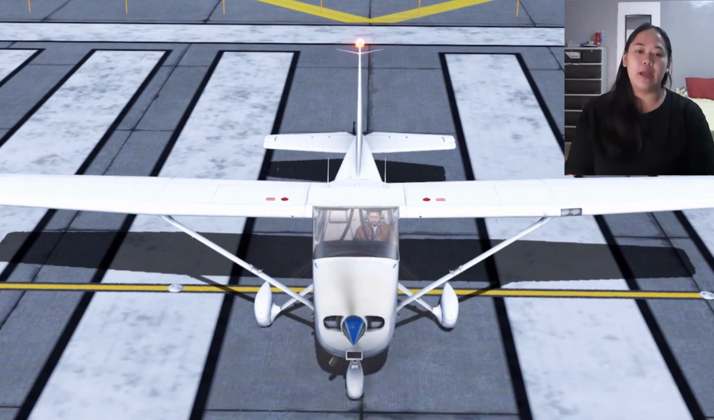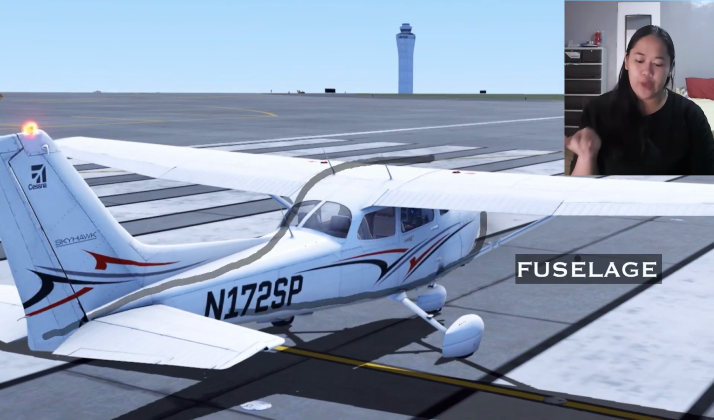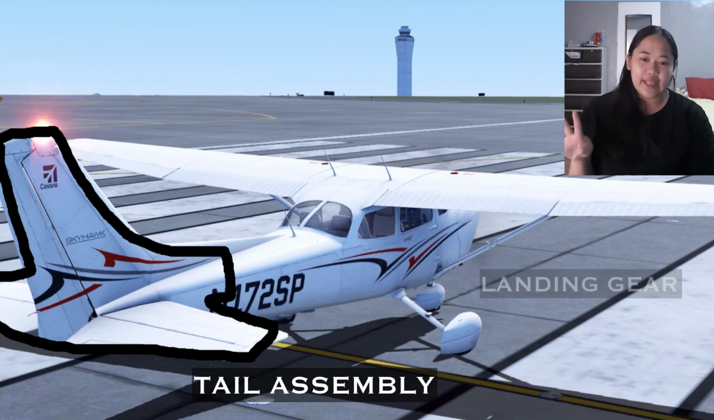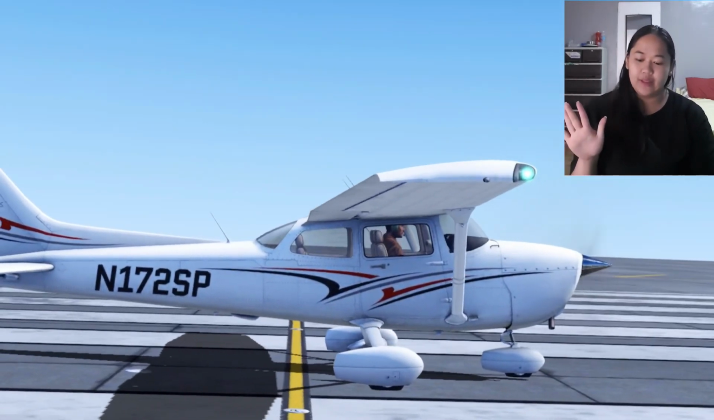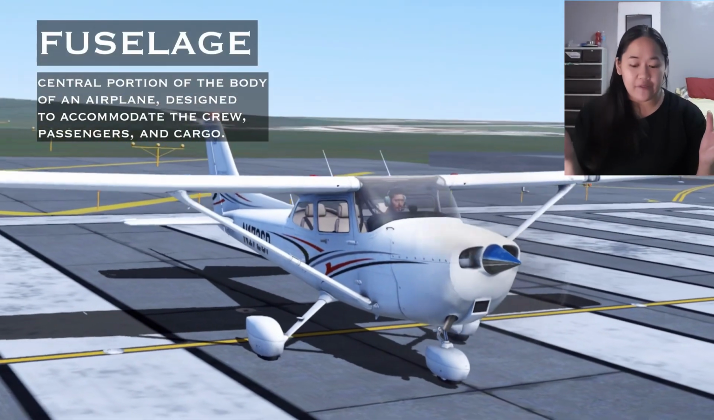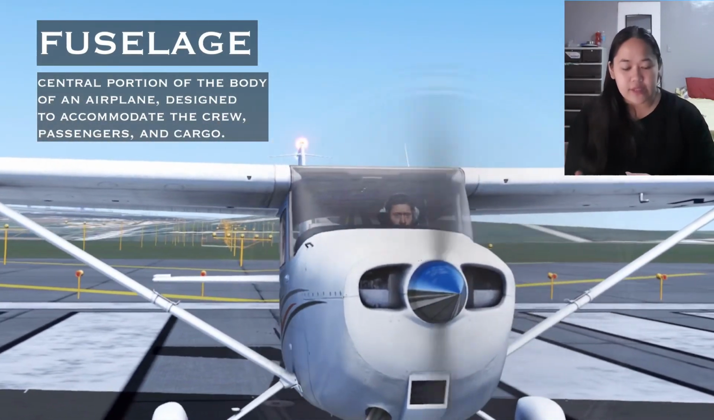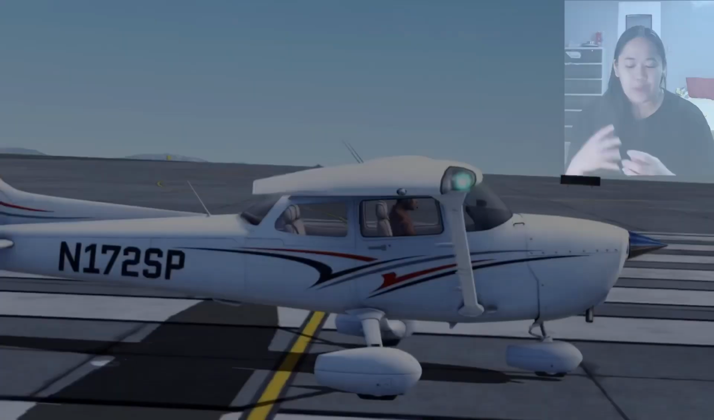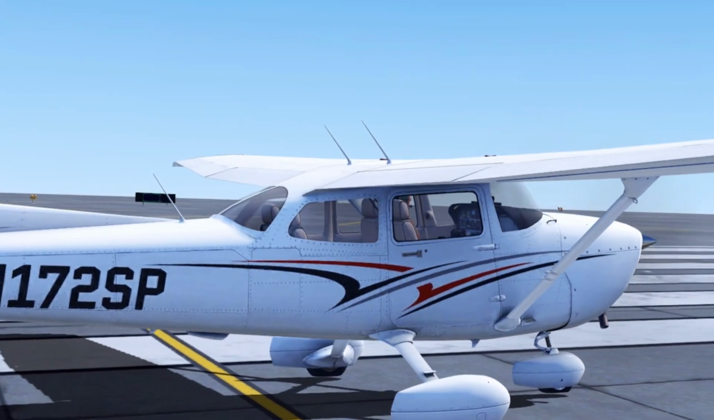So, sa airplane, meron tayong 5 major components. We have the fuselage, the wings, tail assembly, or also called the empennage, the landing gear, also called the undercarriage, and the power plant. So, ano yung fuselage? Fuselage, ito yung body ng aircraft. It houses the cockpit, seats for the occupants, controls ng airplane, and the baggage compartment. So, hinahouse niya din yung mga instruments, and yun yung attachment point ng other major components.